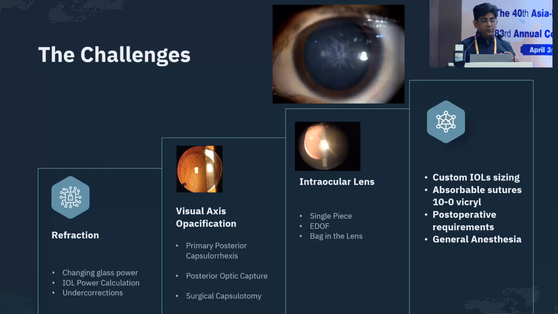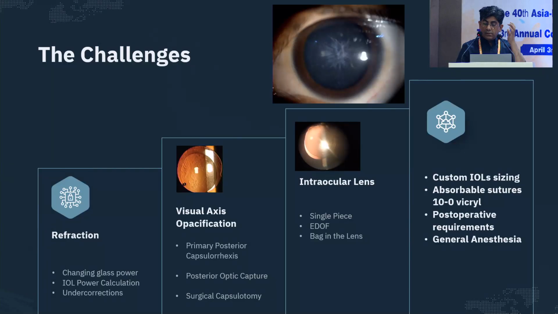One of the most common things, as right now we were discussing about traumatic cataract, is that you don't know how to calculate the IOL power, what is right, what is the target. So that is one of the challenges that has been there since years altogether. And then the second challenge is visual axis opacification, calculating which kind of intraocular lens to put.